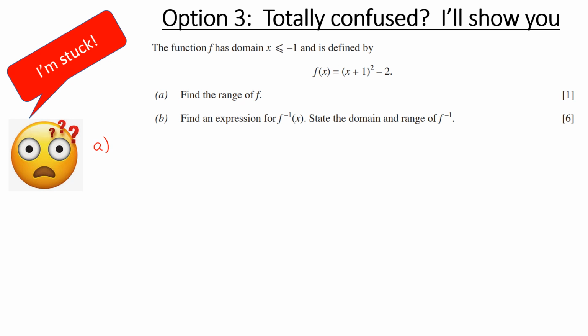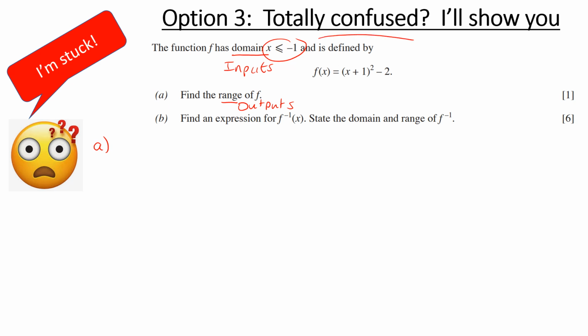Now in part A, it gives us a function and it tells us the domain. The domain is just a fancy word for input, so the numbers that you were allowed to put into that function. And then it's asking you to find the range, which is just a fancy word for the outputs. So it's saying if we put in numbers lower than or equal to -1, what could we get out?